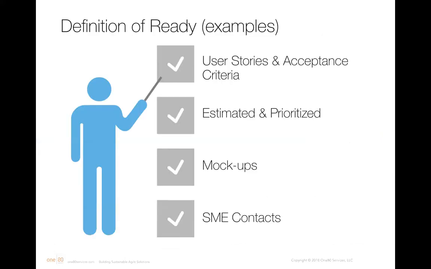And on this next slide here, I give some examples of what the team might have said should be in their definition of ready. They have to have a good user story, maybe with some decent acceptance criteria. It should have been estimated and prioritized. They would require mock-ups, maybe SME contacts, right? UI, UX diagrams, ER diagrams. It's whatever the team would need as a blanket checklist to say, Mr. Product Owner, we will tackle this story on the first day of our sprint if you provide this level of detail.